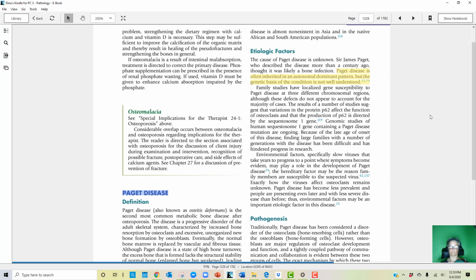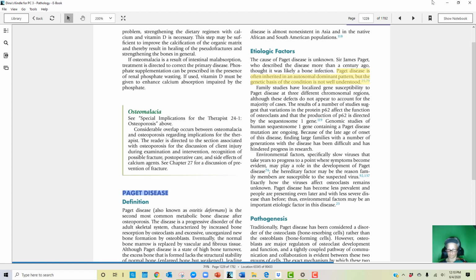Although these defects do not appear to account for the majority of cases, the results of a number of studies suggest that variations in the protein p62 affect the function of osteoclasts and that the production of p62 is directed by the sequestosome-1 gene. Genomic studies of human sequestosome-1 gene containing a Paget disease mutation are ongoing. Because of the late age of onset of this disease, finding large families with a number of generations, with the disease has been difficult and has hindered progress in research.